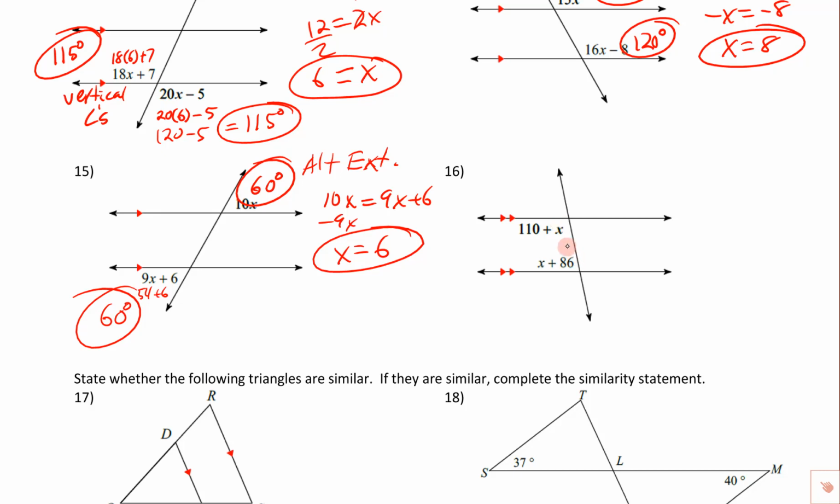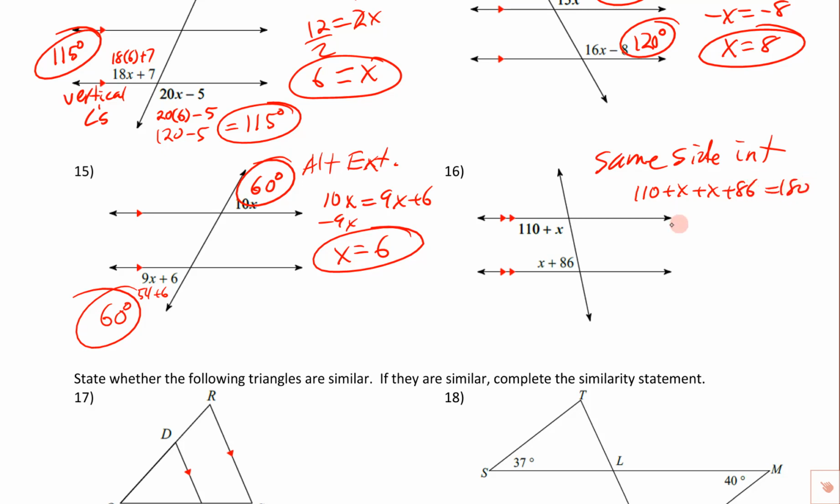And then let's take a look at number 16. On number 16, they're on the inside of the parallel lines, and they're on the same side of the transversal. So these are same side interior, and you've got to remember the relationship here. Another name that you could give to these particular ones would be consecutive. They've got to be supplementary.